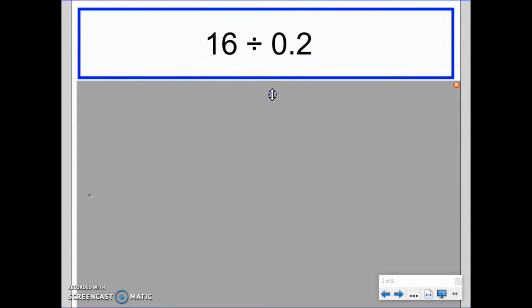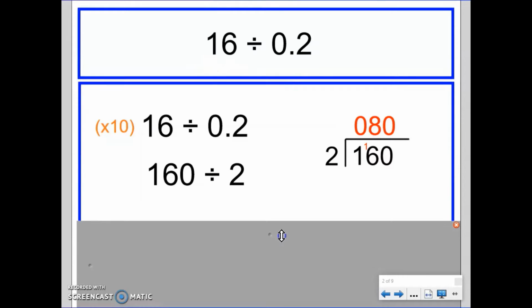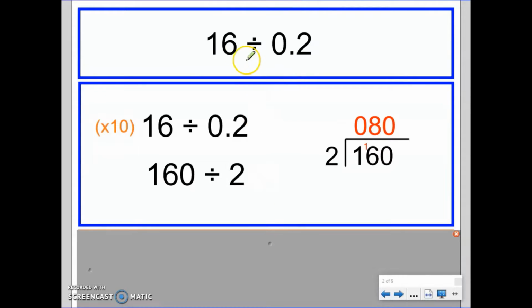So here's my working out. What I did to the original question is I multiplied both parts of the question by 10. So 16 became 160 and 0.2 became 2. So then I was left with an easier division, 160 divided by 2. You could have approached that as half of 160 to get my answer, 80.